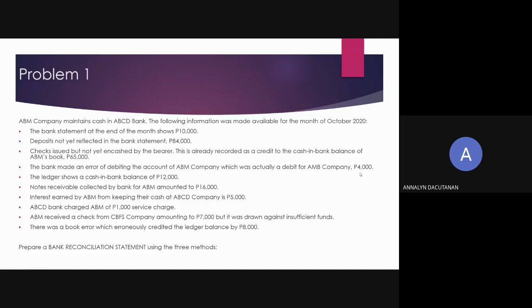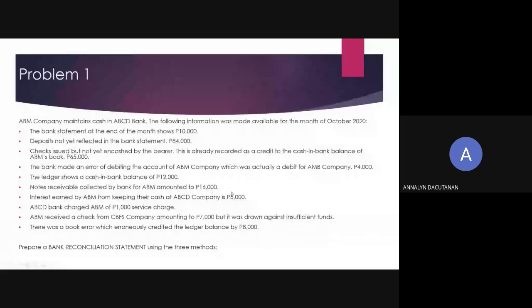Okay? So, if you have pen and paper with you, might as well follow it para mababalikan nyo. Next, the ledger shows a cash in bank balance of 12,000. So, sa libro nyo naman daw, meron kang recorded na cash in bank balance na as recorded dun sa libro niya daw, meron siyang perang nagkakahalagang 12,000 kay BPI Pasig.